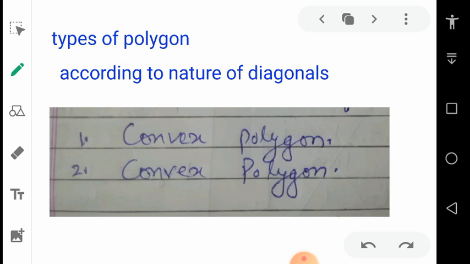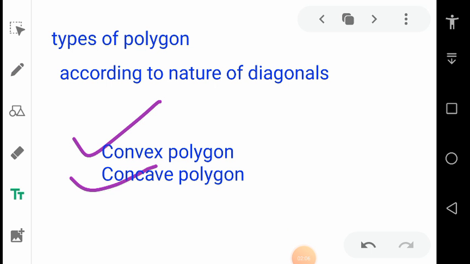Next, types of polygon. So there are two types of polygon according to the nature of the diagonals. First is convex polygon, second is concave polygon. Okay, the nature of the diagonal is used to divide the polygons into two categories, first convex and second concave. Now let us see what is the meaning of these words.